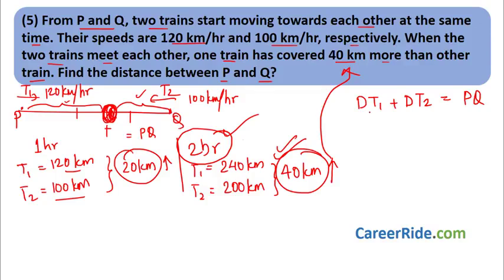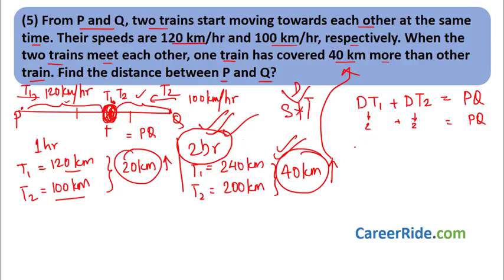And what is this distance? This is nothing but the distance travelled in 2 hours, because both of the trains meet after 2 hours. So distance travelled in 2 hours by T1 plus distance travelled in 2 hours by T2 is nothing but the distance between P and Q. So how to find distance? We know our favorite formula, DST. Distance is speed into time.